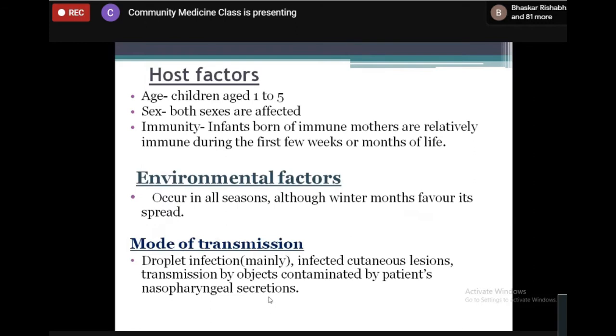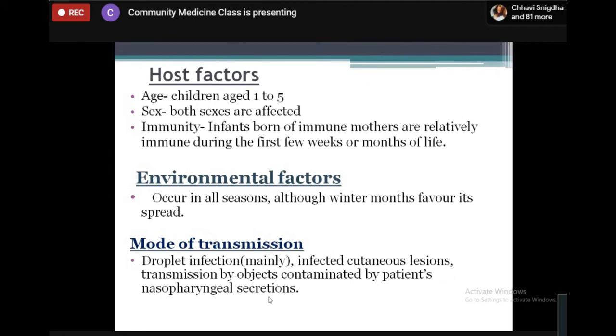So host factors. Who are the hosts, the people who are affected by this disease? Mostly it affects children between 1 and 5 years. After 5 years, the disease prevalence is very low. That's why we have to be more careful while dealing with under-5 children, because they are vulnerable to various communicable diseases. That's why we vaccinate them.